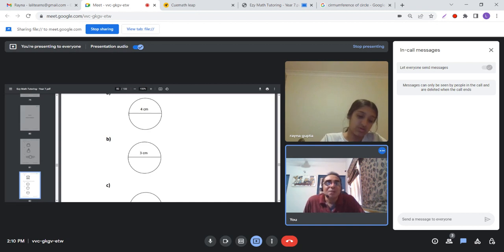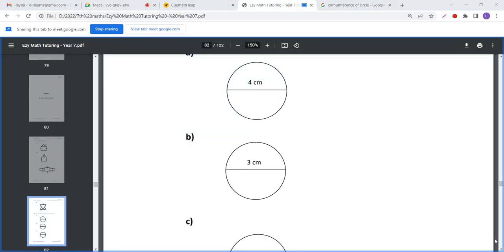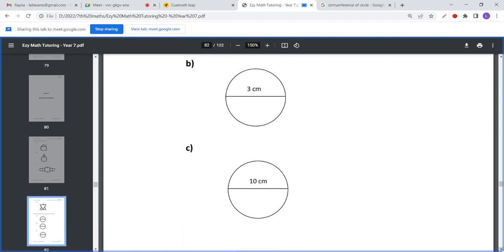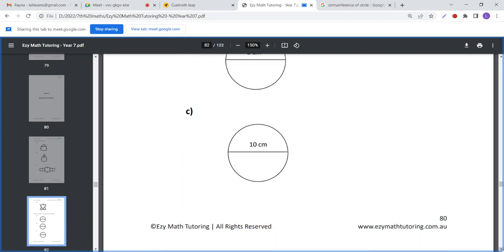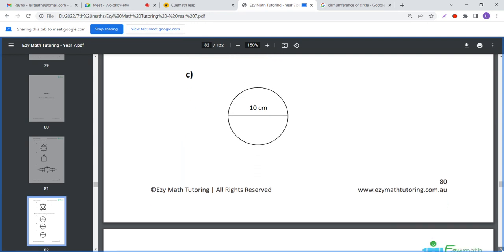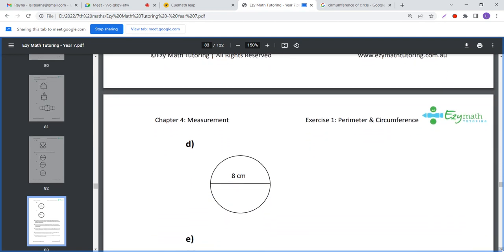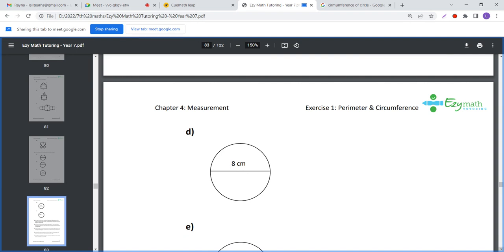Second one, three. That will be 3.14 times 2 times 1.5, right? Okay. Next. This. So it will be 3.14 times 2 times 5. Eight centimeters.